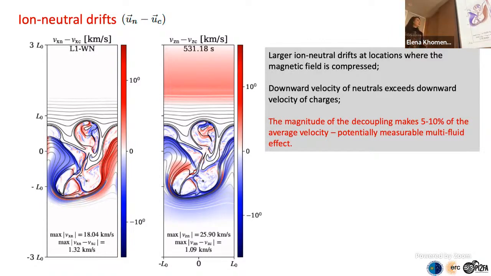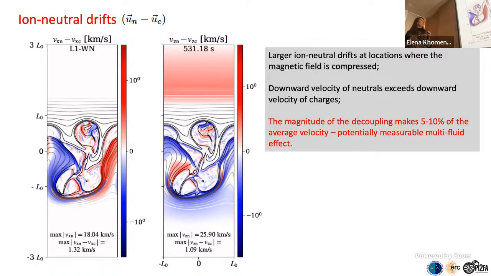We have enough resolution. The overall speed is about 20 kilometers. So that decoupling is between 5 and 10% of the overall speed, which is small, but not so small as not to be detected. So this is something that we can actually try to go there and measure.